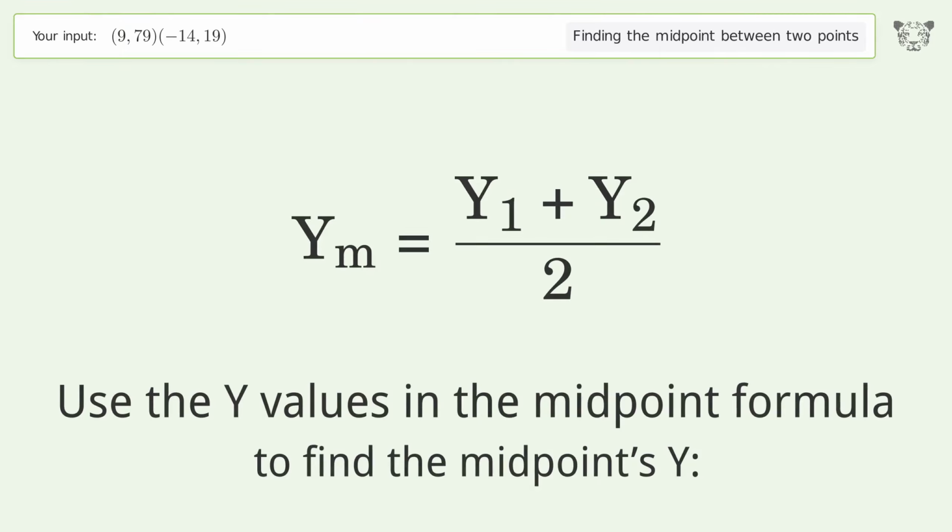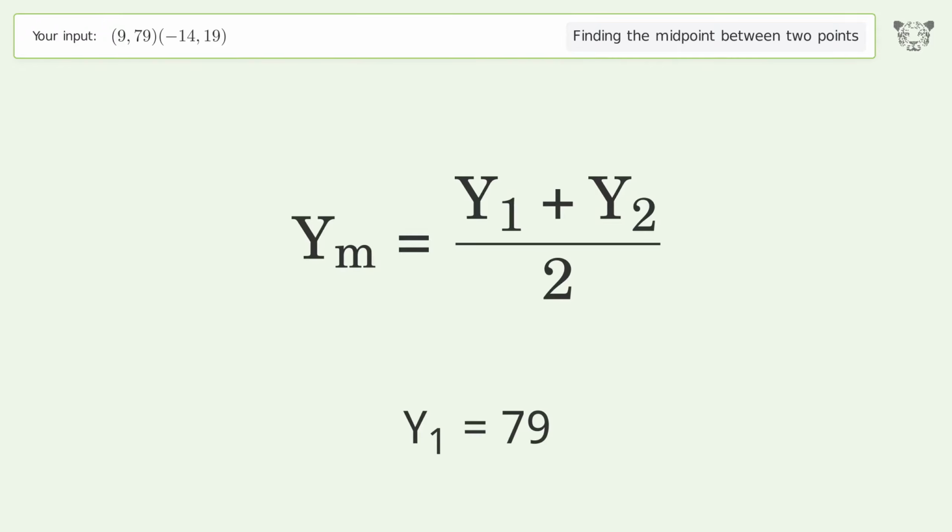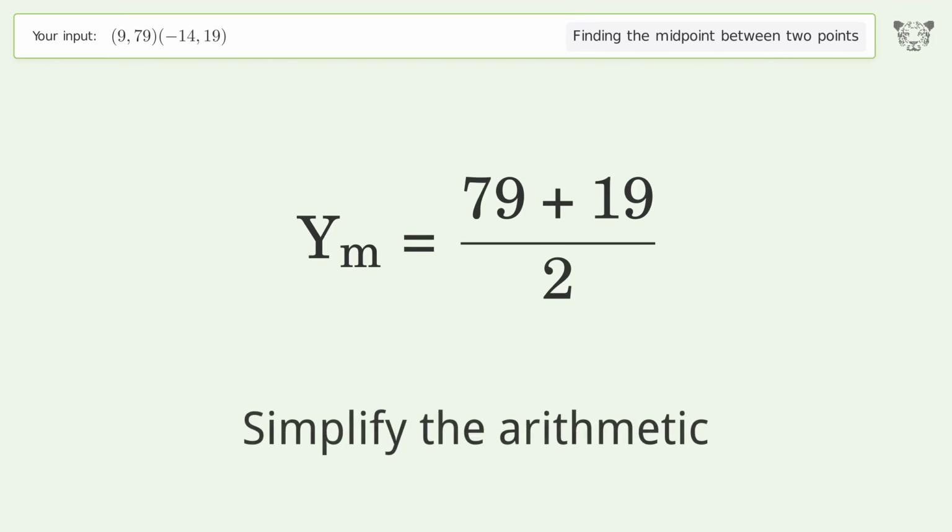Use the y values in the midpoint formula to find the midpoint's y. y1 equals 79. y2 equals 19. Simplify the arithmetic.